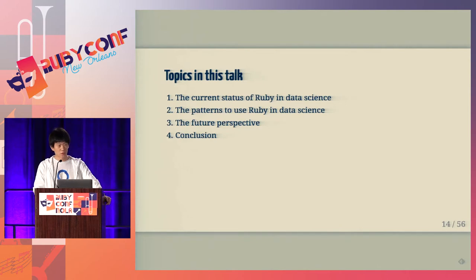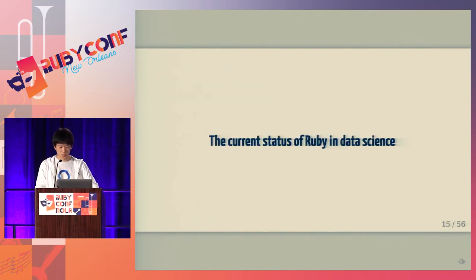My talk consists of these topics. At first, I'll talk about the current situation of Ruby in data science. Next, I'll show you the patterns to use Ruby in data science. Then I'll explain my perspective on the future of Ruby in data science. Finally, I'll conclude my presentation. So let's start the main topics. The first topic is the current situation.